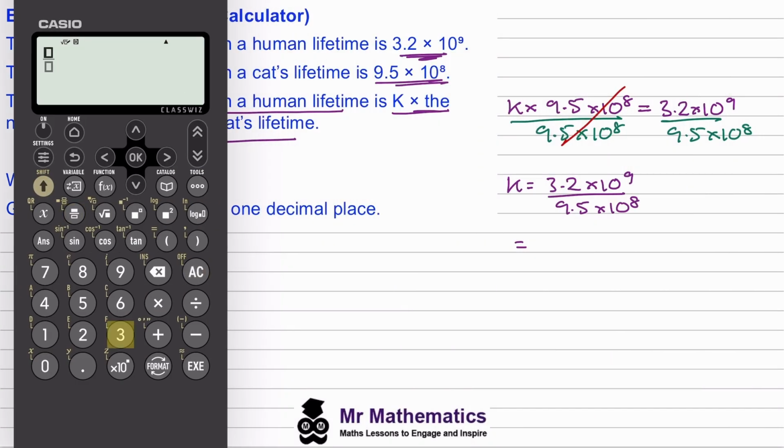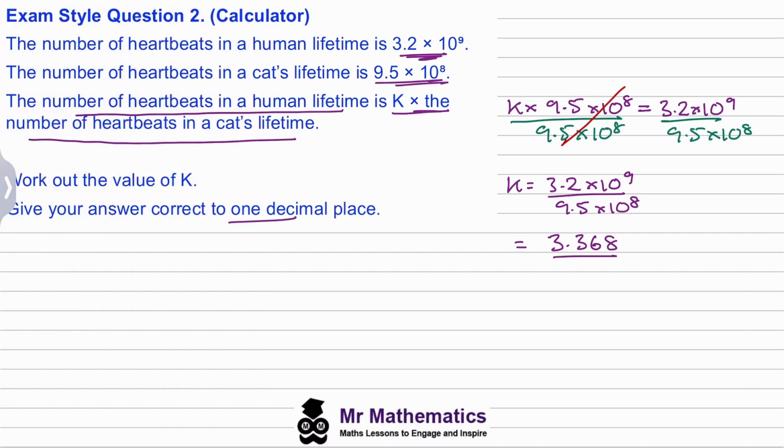and we get over 9.5 times 10 to the 8. Convert that to a decimal, 3.368. And we were asked to work out the 1 decimal place, so K will be equal to 3.4 to 1 dp. Okay?